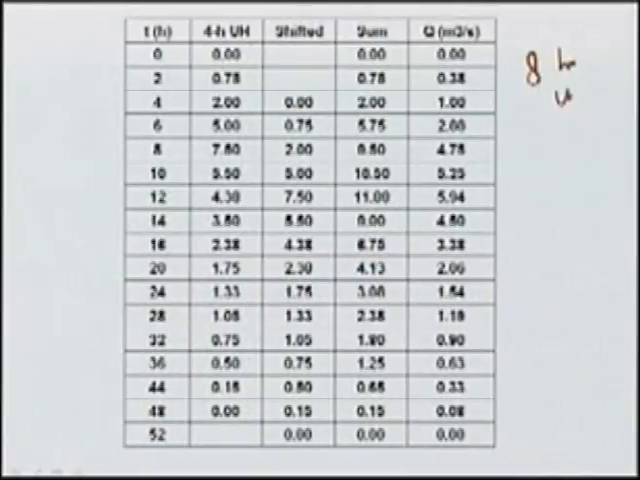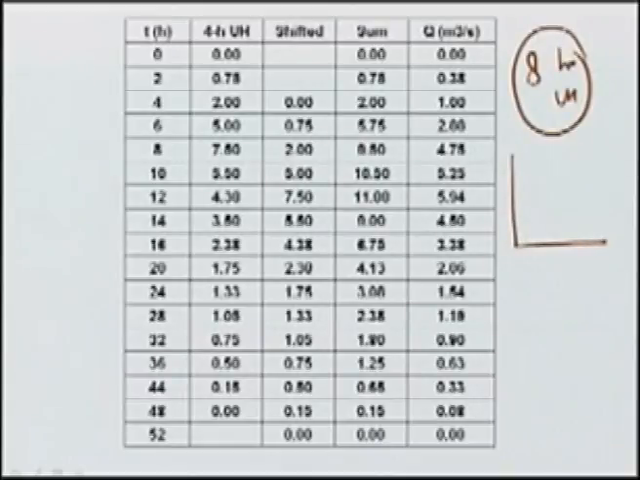Now, we can derive a unit hydrograph for any other duration which is a multiple of 4 hours by this principle of superposition. For example, if we want to obtain an 8-hour unit hydrograph, what we can say is that the 8-hour UH can be divided into 2 4-hour segments.